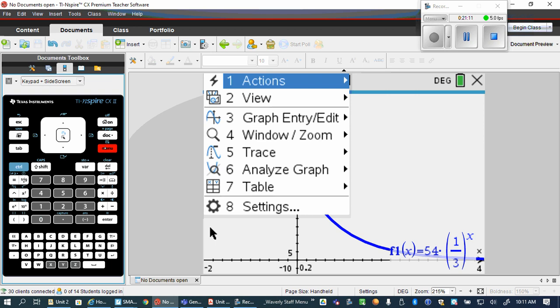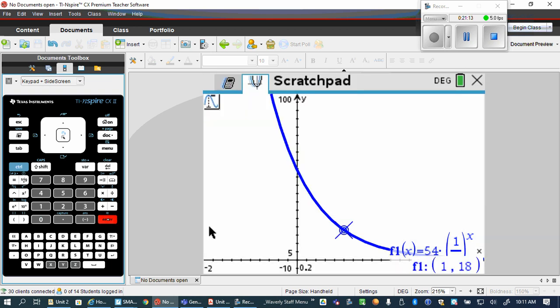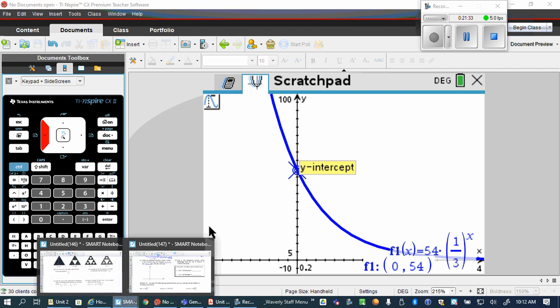Menu, trace, trace. Better move back over. It's like where I left off. It should stop at that point of interest there. Yeah, 0, 54. We could have known that anyway, right? By looking at the equation, yeah? Did we need to do this on the calculator? We already knew that, didn't we?